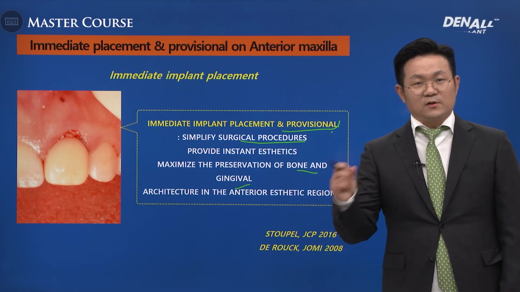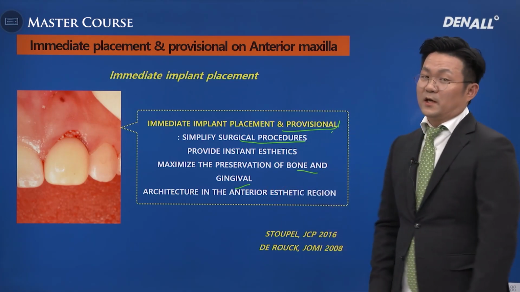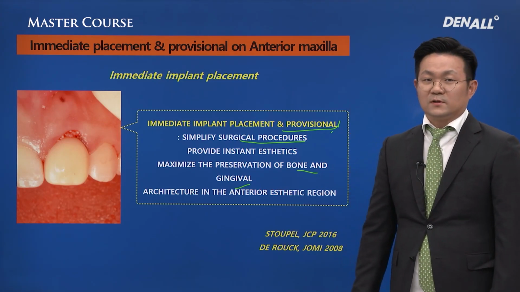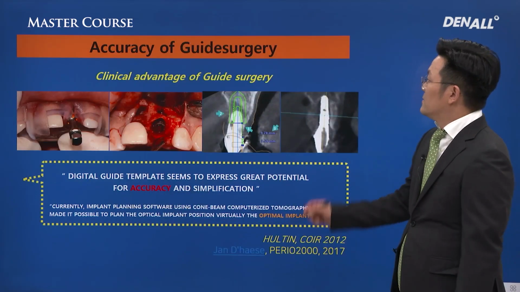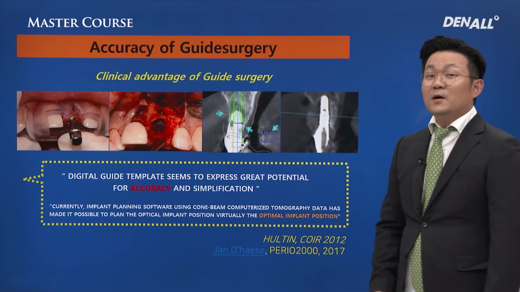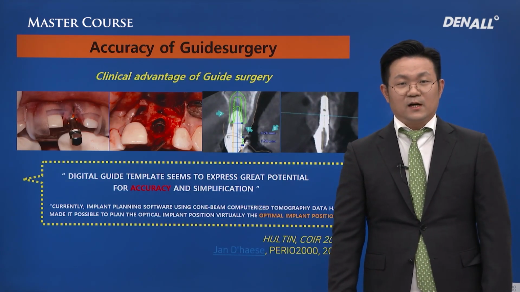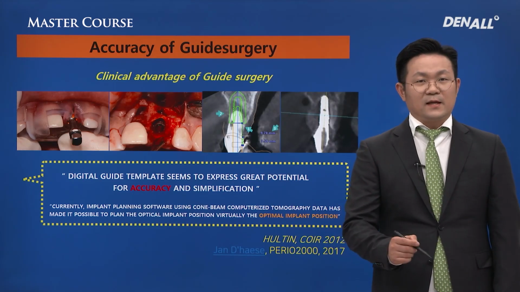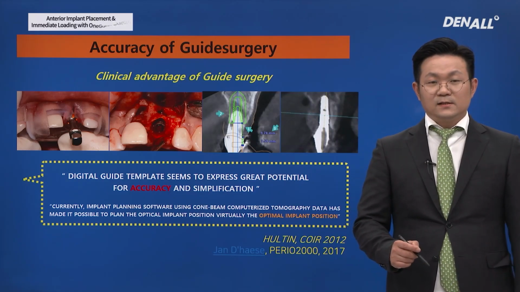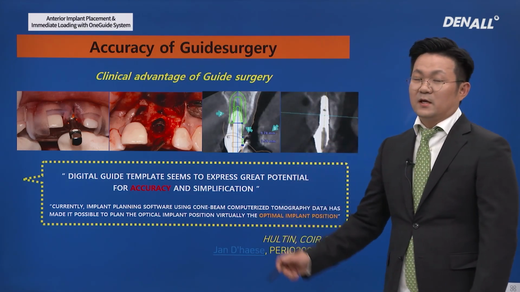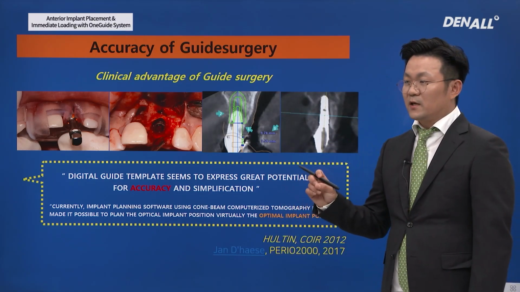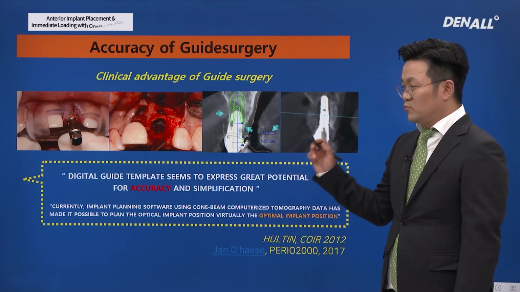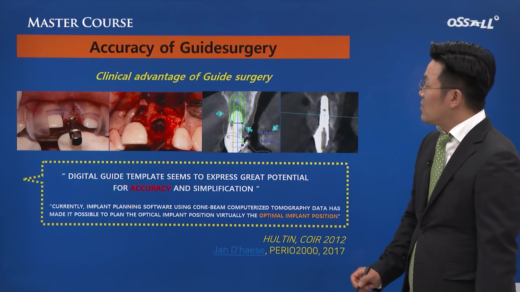So if possible, immediate placement and provisionals, doing the loading at the same time, are said to have a lot of different advantages. Guide surgery is more accurate than you think. When you do implant placement, depending on the bone situation, sometimes it takes 3 steps, but with guide surgery, the positioning will be accurate, so prosthetic or aesthetic complications become fewer.